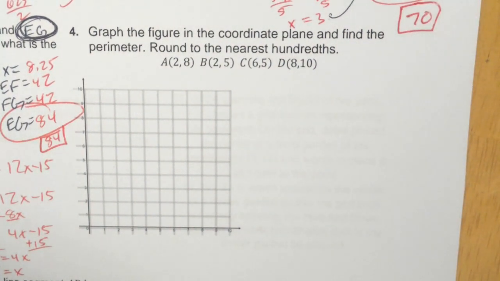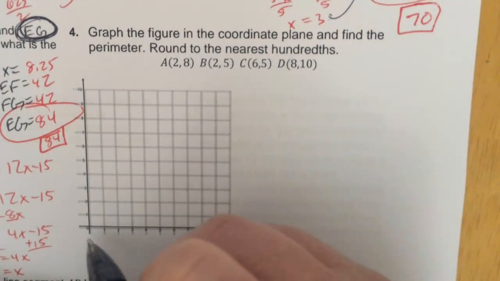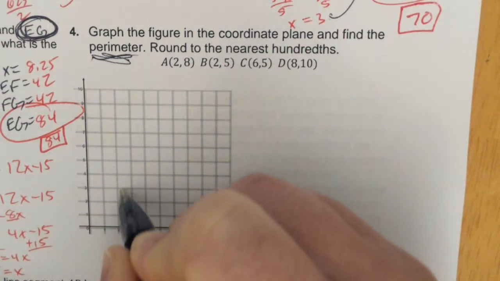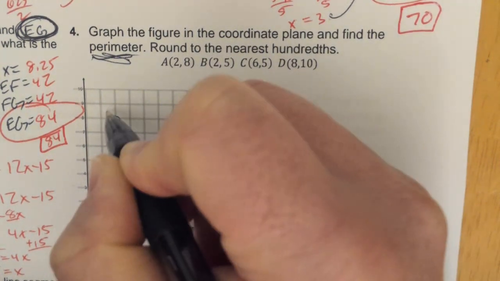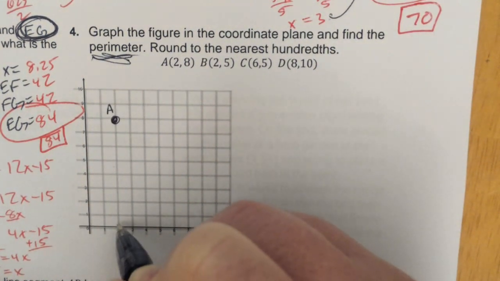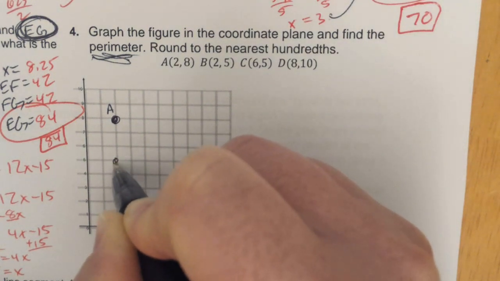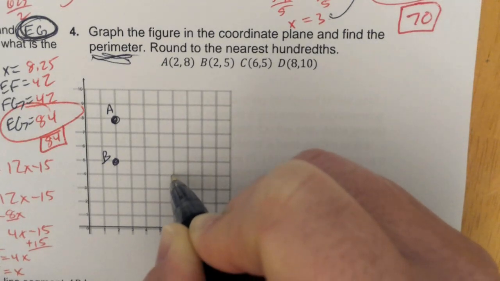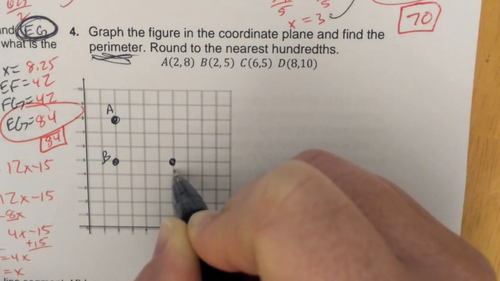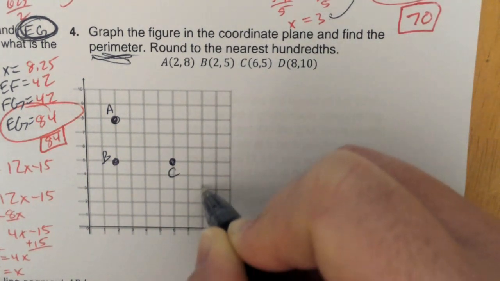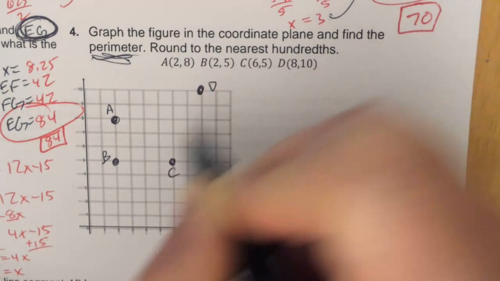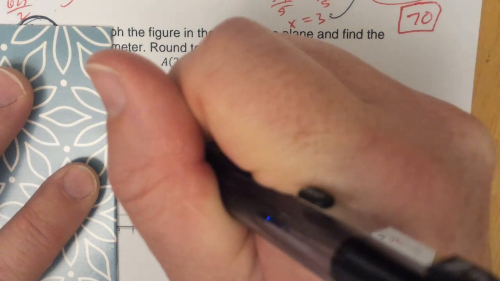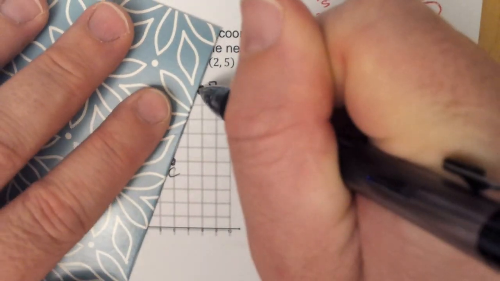So we're going to graph this, and they are going to want the perimeter. All right, so 2, 8, that's my A. 2, 5, that's my B. 6, 5, 1, 2, 3, 4, 5, that's my C. And 8, 10 is my D. All right, and you should have a straight edge, such as your ID. That will help you be a little more accurate.